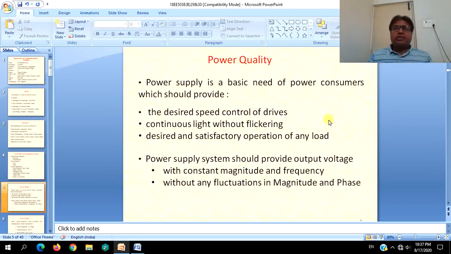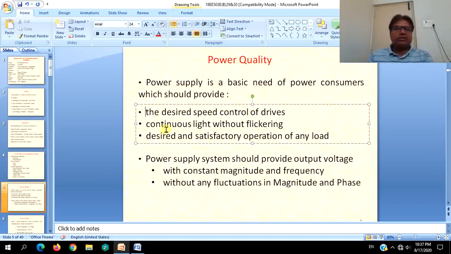So what the basic needs are, as listed over here. Power supply is a basic need of power consumers, which should provide the desired speed control of drives and continuous light without flickering. Obviously, when it comes to the lighting load, there should not be any flickering. For the desired and satisfactory operation of any load, not only drives or light loads, the proper quality power should be supplied by the utility or company.